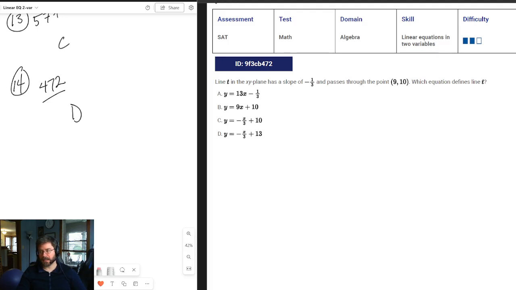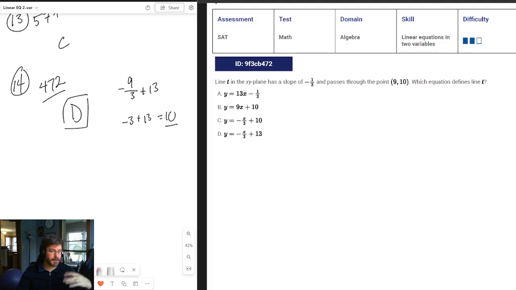So if I plug in 9 for x, we get negative 9/3 plus 13, and we need that to equal 10. So 9 divided by 3 is, of course, 3. Negative 3 plus 13 indeed does equal 10. So plugging in the point verifies it. It is indeed D.